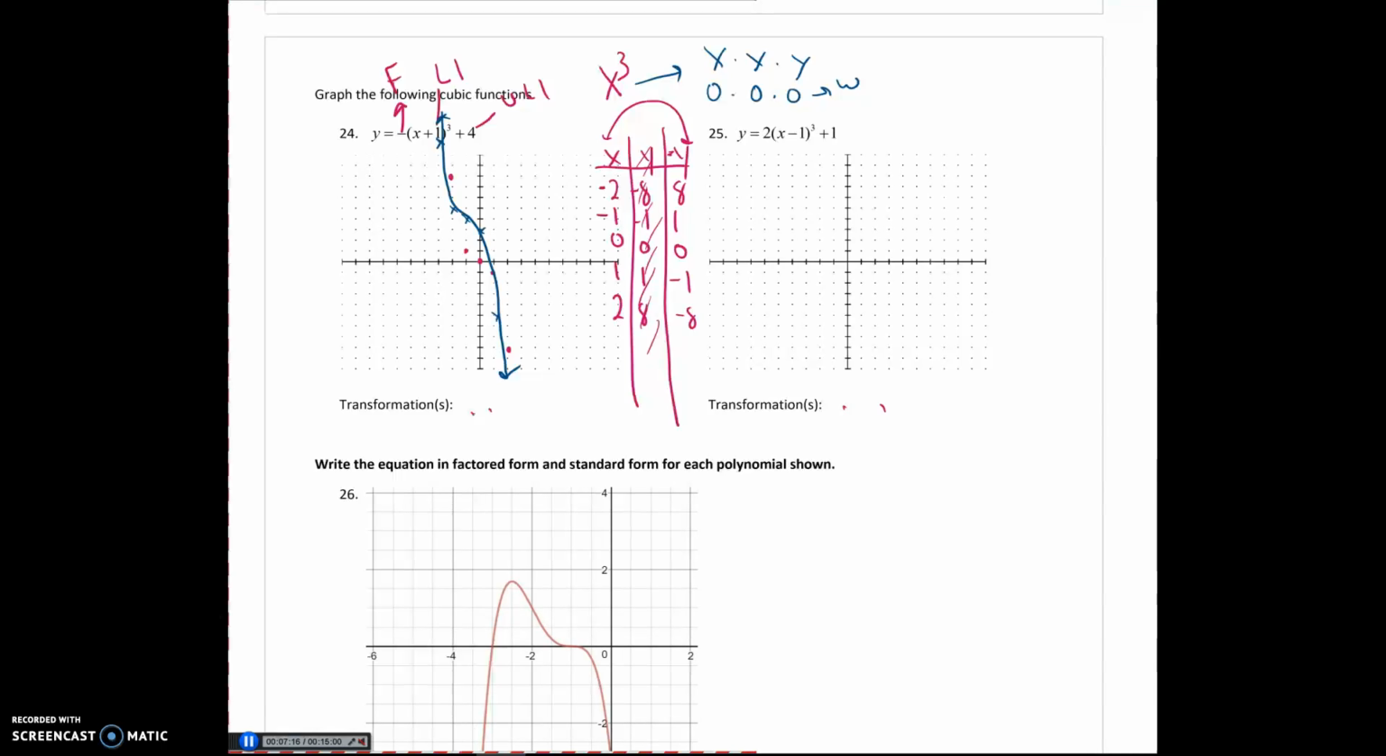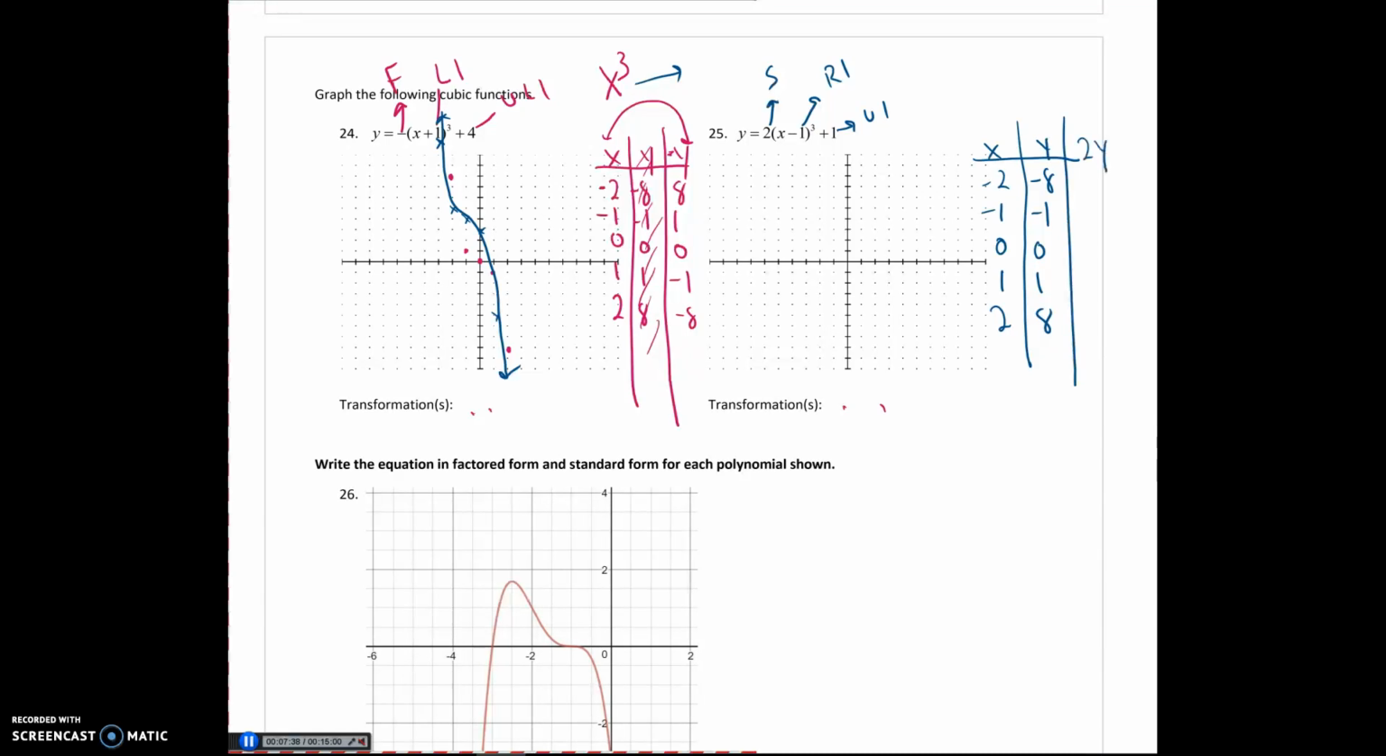All right, and this one, I'm going to erase this so I have some room. I've got a stretch. I'm just going to write S. I got right 1 and up 1. So here comes my table first. And now I'm going to take all of these y's and double them. And when I look at this, this isn't all going to fit on the graph, so I won't worry about graphing these. And I don't need any of the y's, so I'm just going to focus on that wiggle area.